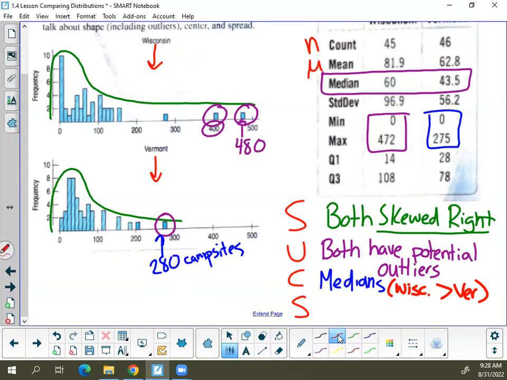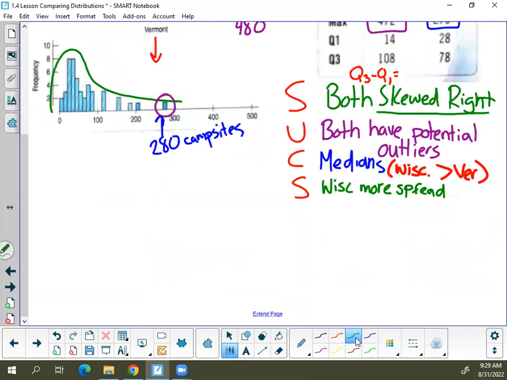We could also talk about the IQR, the middle 50%, and we calculate that by doing Q3 minus Q1. We can talk more about that together. But if you want to just talk about the regular range, that would be fine. So we can say that in Wisconsin, the data is more spread out, which we can see by looking at the histograms or by looking at the data. And we would want to say the range is 472 compared to 275.